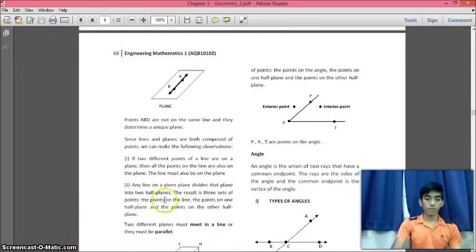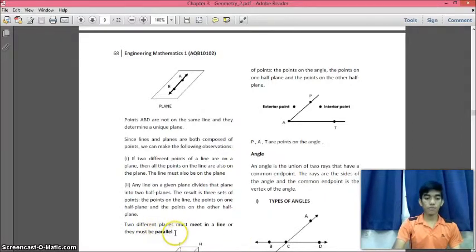Second one, any line on a given plane divides that plane into two half planes. The result is three sets of points: the points on the line, the points on the one half plane, and the points on the other half plane.